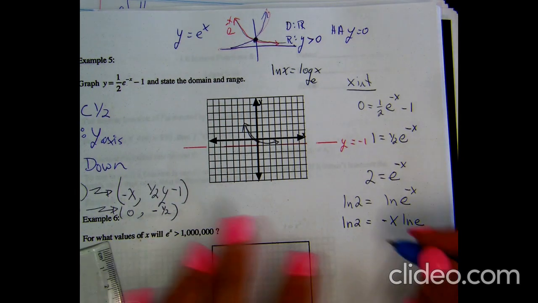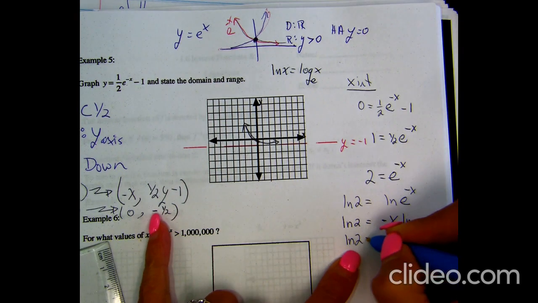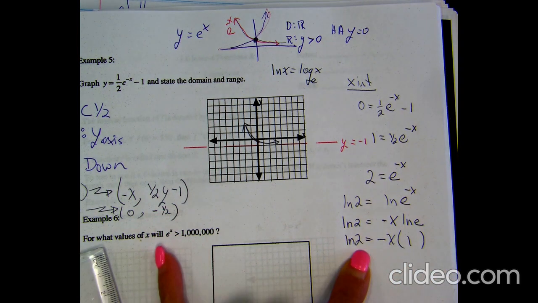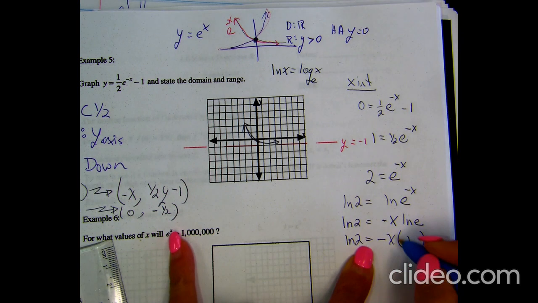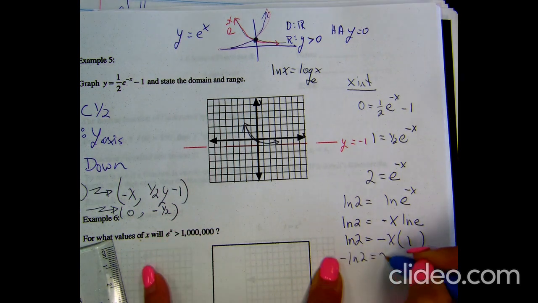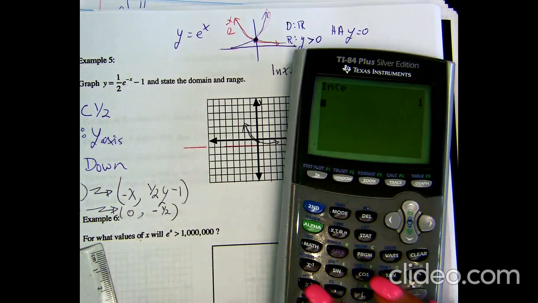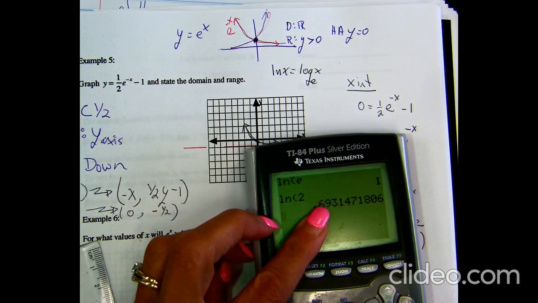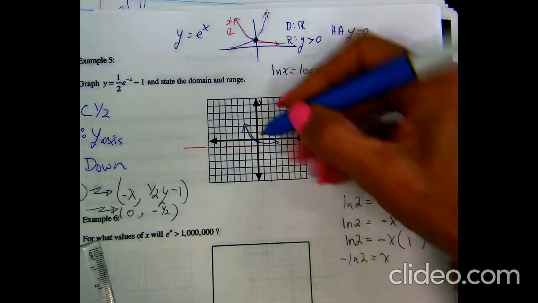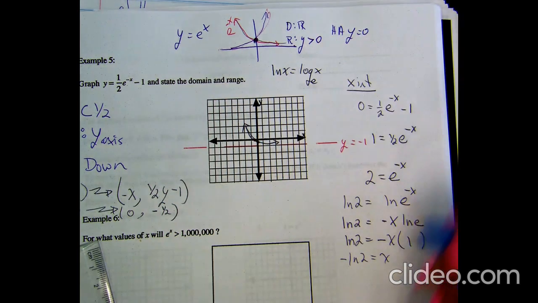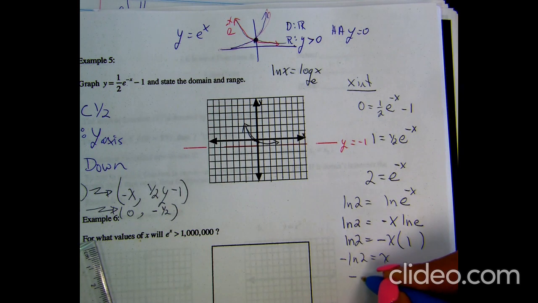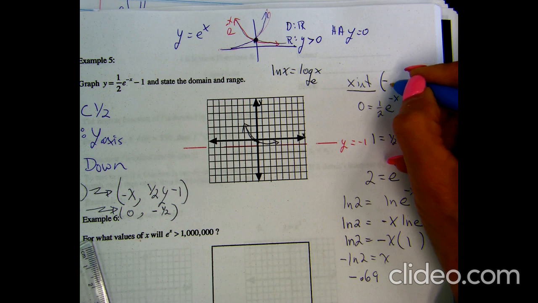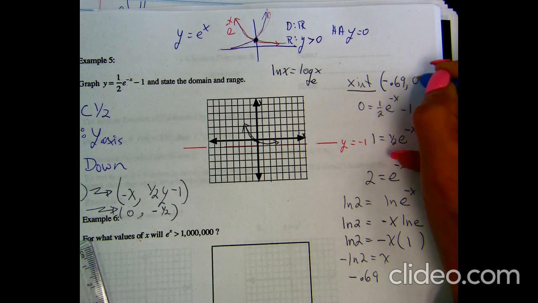Okay, so ln 2 would give me negative x times 1. Ln of e is 1. Or negative ln 2 would give me x. Okay, what's the ln of 2? Negative 0.69. So check your graph. Is that about where we've got it? About there. So what's my x-intercept? About negative 0.69 when y is 0.